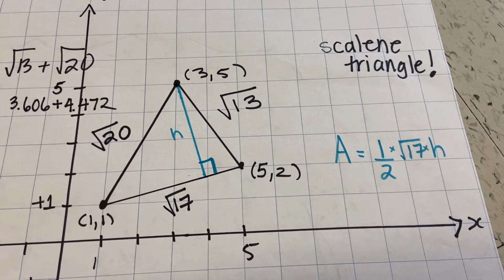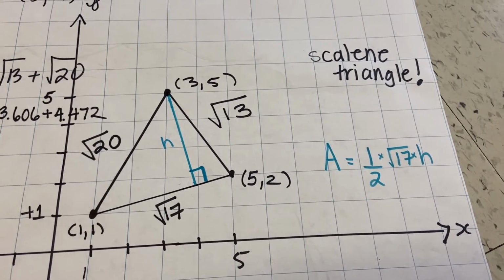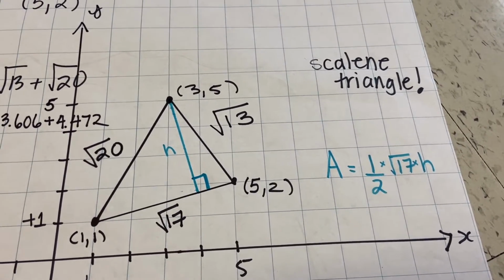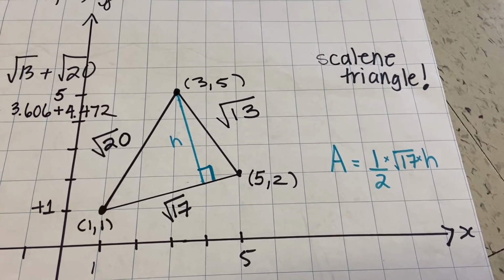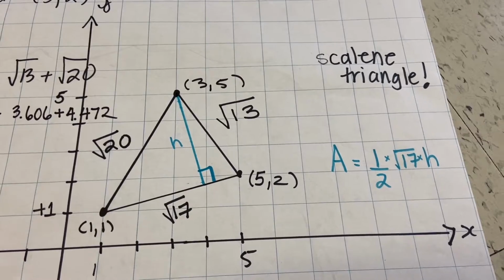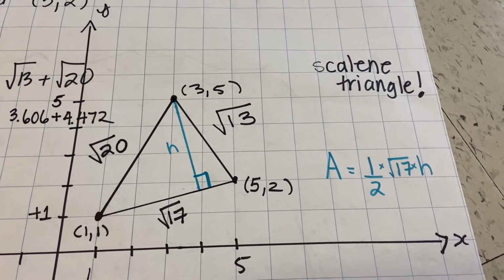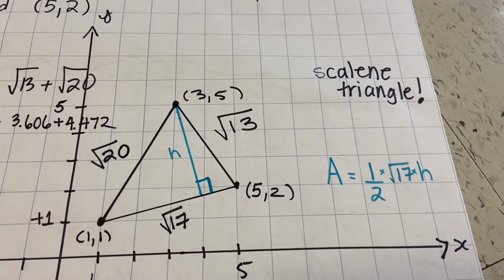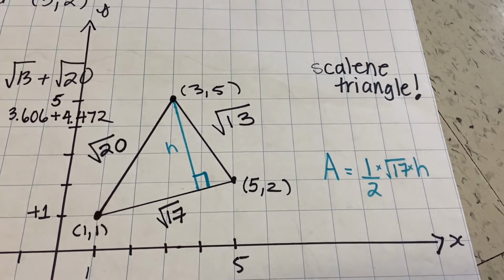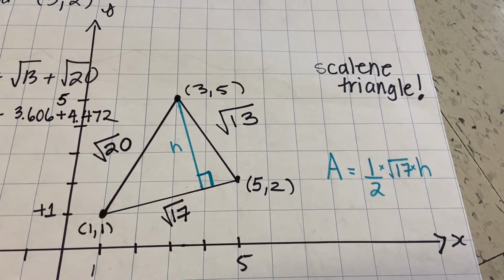If I want to find the area of this triangle, I would want to multiply 1/2 times base times height. So for example, if you decide that the side on the bottom, square root of 17, was going to be the base, you would need to find out how long is the height. But it can't be a height unless it is perpendicular to the line at the bottom of the triangle from 1, 1 to 5, 2.